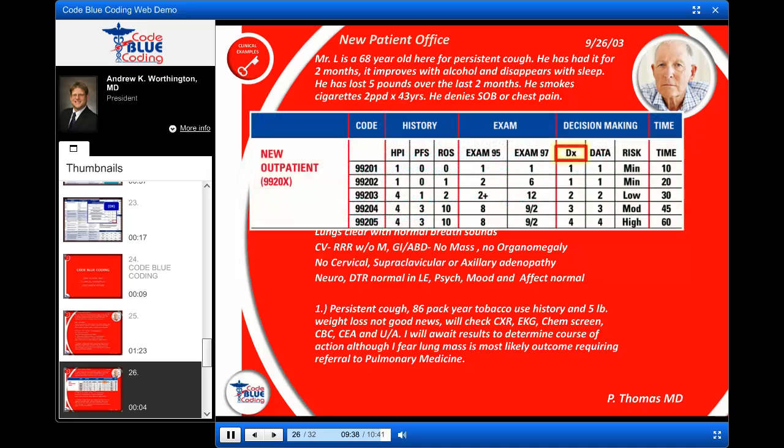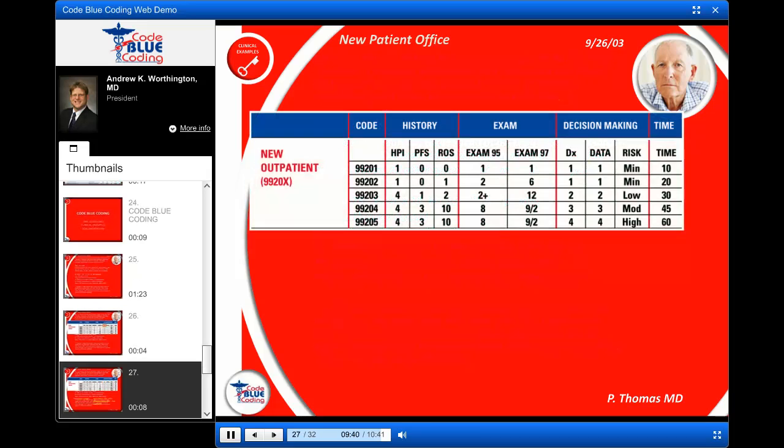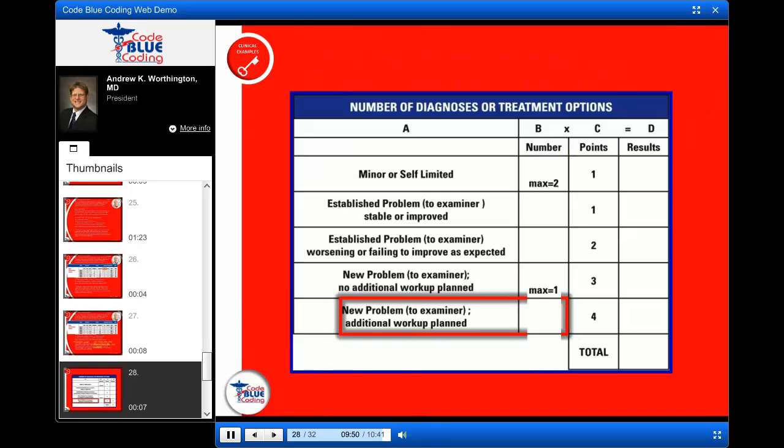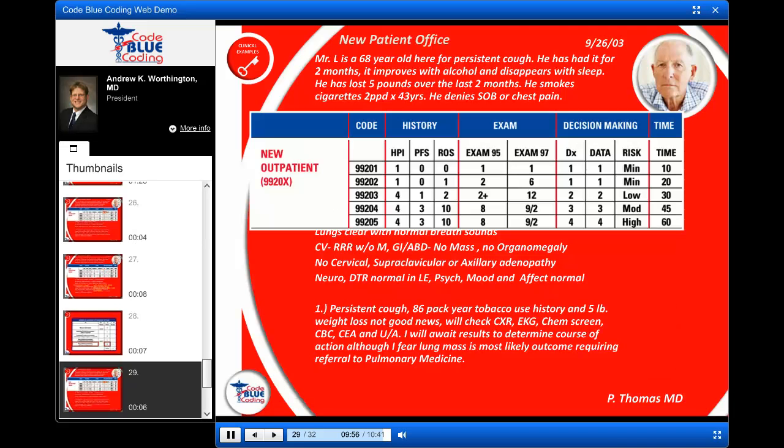Our first stop is the diagnosis category. The patient has a new problem, persistent cough, and we are ordering a considerable workup. We will receive 4 points for a new problem with additional workup planned. On the coding table, we assign 4 points in the diagnosis column.